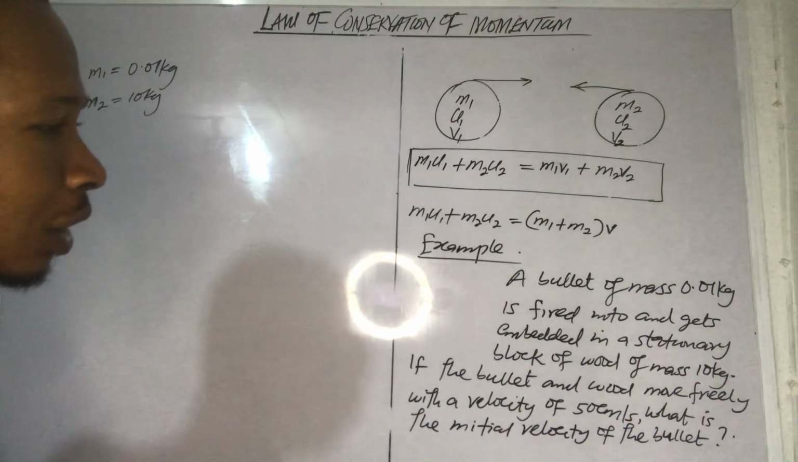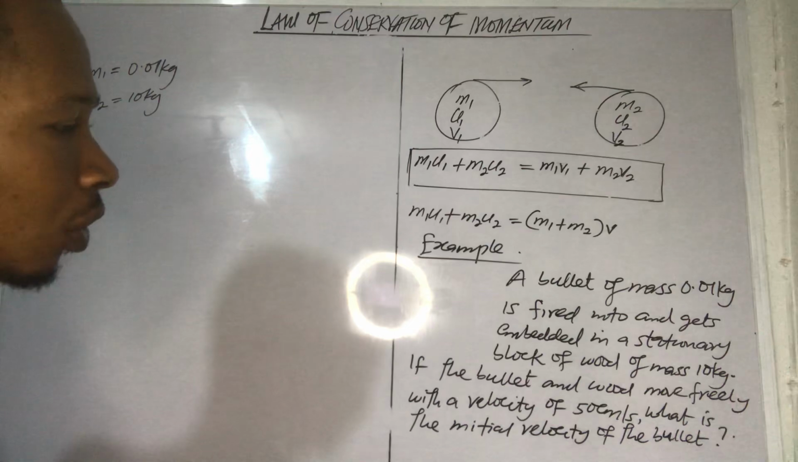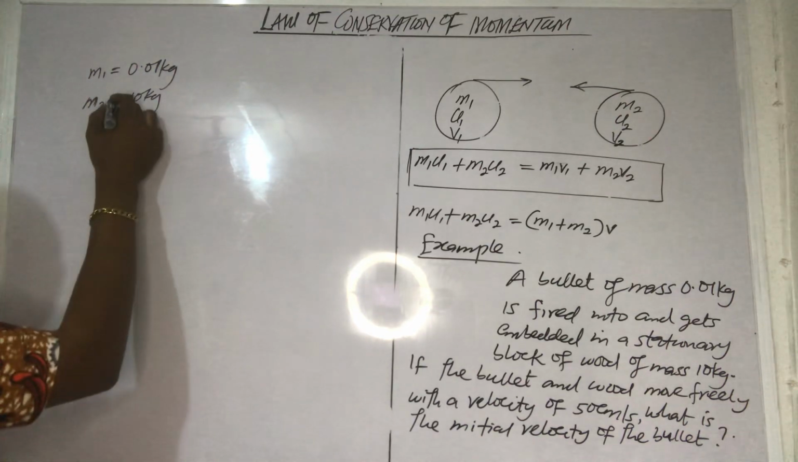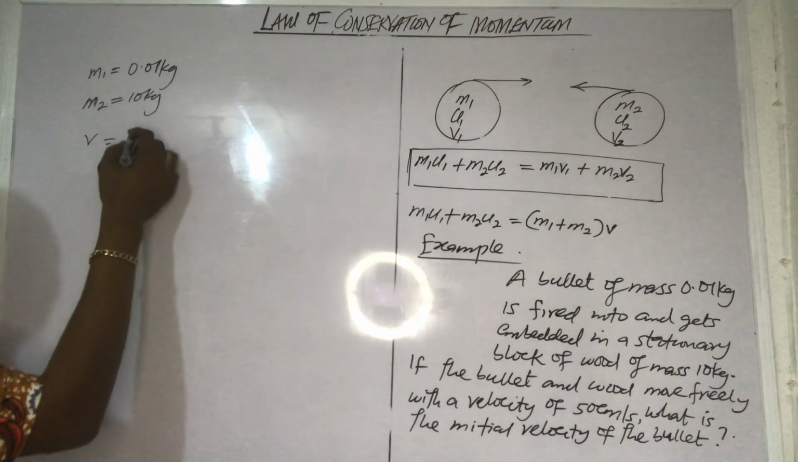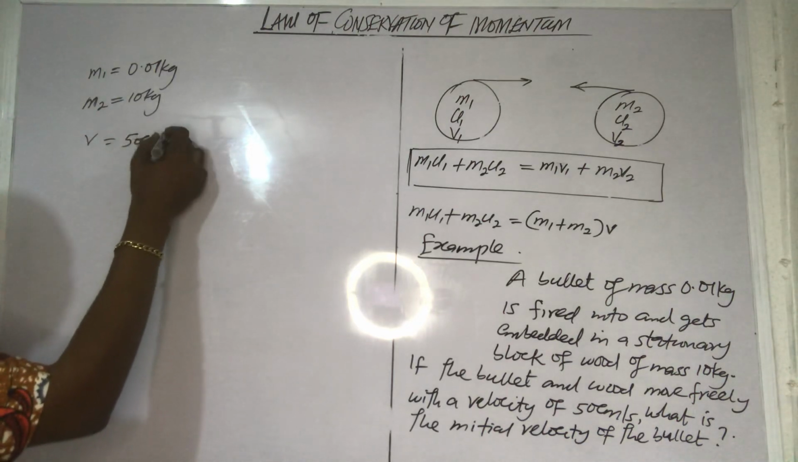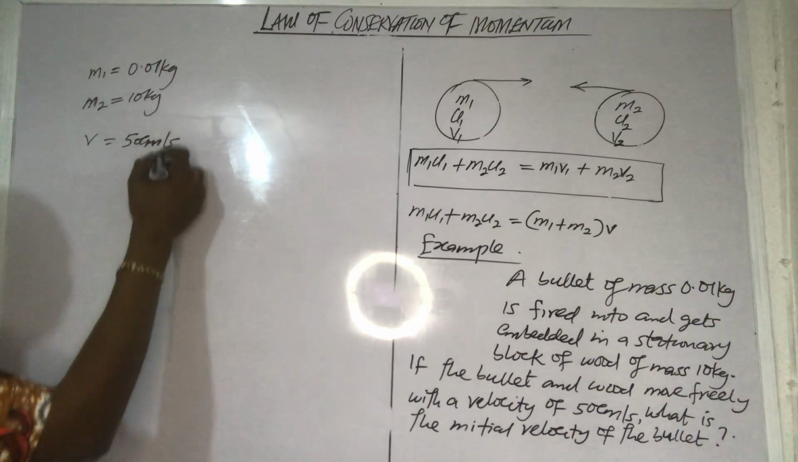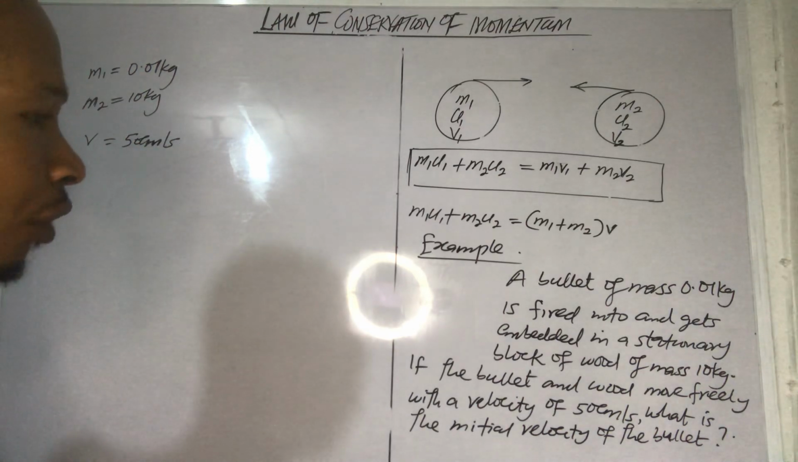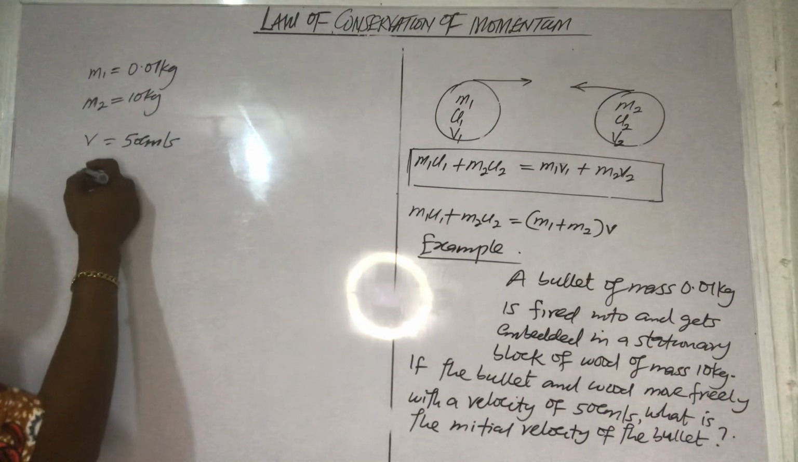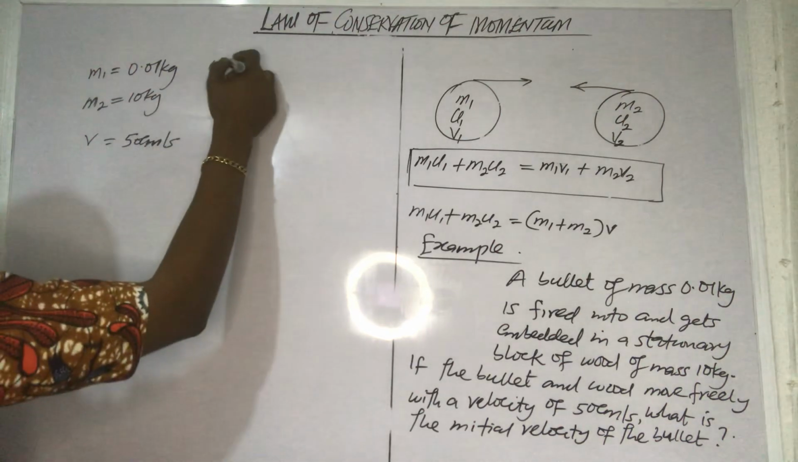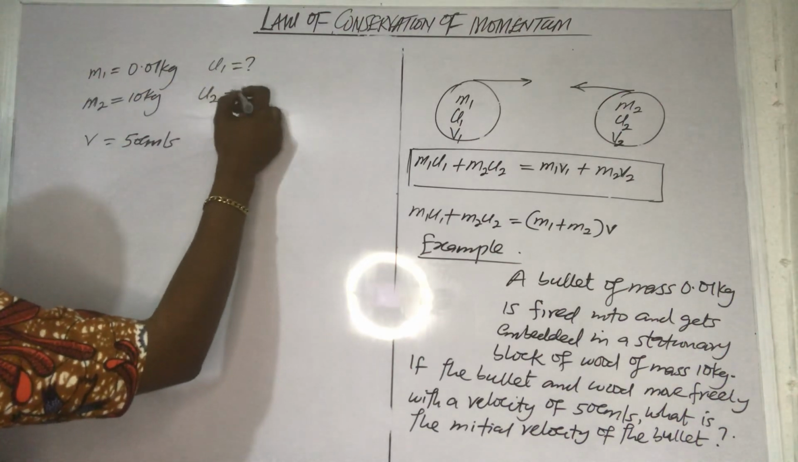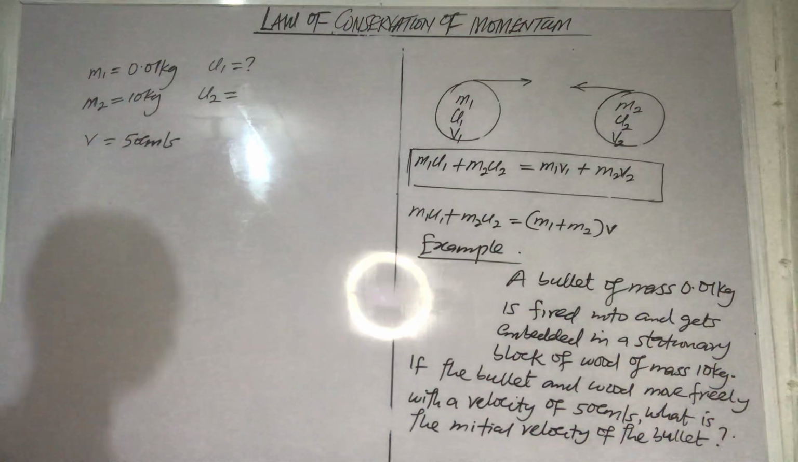If the bullet and the wood move freely with a velocity of 50 centimeters per second, that's a common velocity, so V is equal to 50 centimeters per second. What is the initial velocity of the bullet? That's U1, the question. So U1 is what we are looking for. Then what's our U2? The initial velocity of the second body.